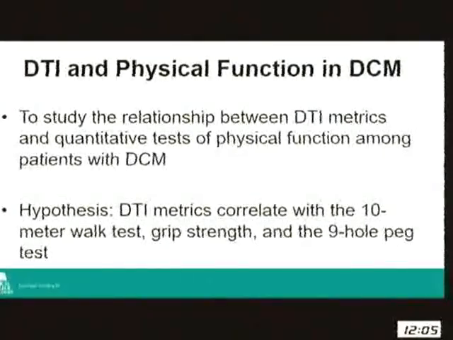So our next step was to look at physical function, because we all know some of the limitations of the MJOA scale. There's a low ceiling effect, and it doesn't seem to capture some of the dysfunction that patients report. So there are quantitative tests of physical function that some are proposing that we do in a clinic setting. So we decided to study the relationship between DTI metrics and some of these tests, with a hypothesis that the DTI metrics would correlate with the 10-meter walk test, grip strength, and the 9-hole peg test.